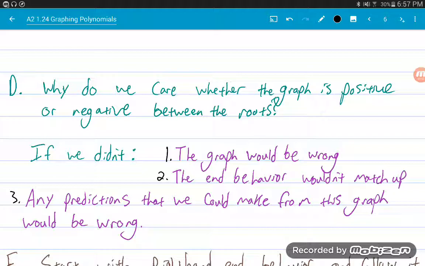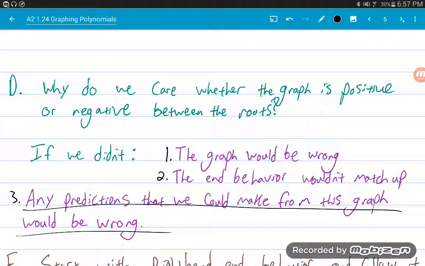Second, the end behavior wouldn't match up. Is it correct that it's up on the right? Well, if you didn't get the rest of it right, then maybe not. And the important one, the implication, right, the important one that's contextual, is that any predictions that we could make from this graph would be wrong.